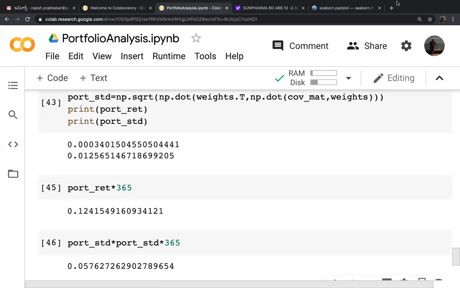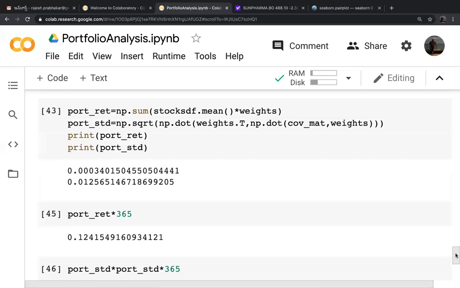Our job is to maximize the return. So 12% return is not enough for me. I need to go beyond 12%. Because if I put equal amounts of money in all these 10 stocks, I am getting 12% annualized return with 5% volatility. Okay, all of you got this?